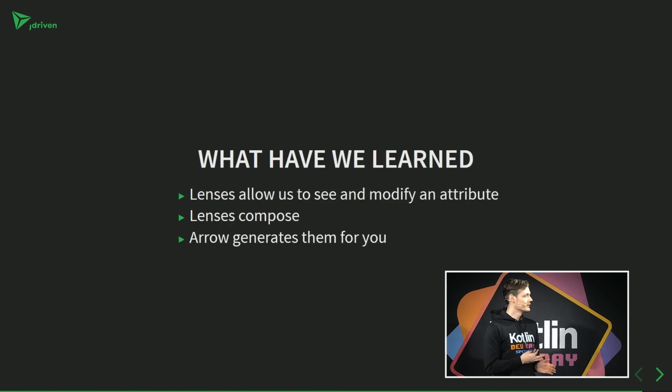So what did we learn about optics? Lenses are objects that look at a certain property. We can compose these lenses to create really powerful lenses that can look into properties that are really deeply nested into data structures, and Arrow can generate all this stuff for you so you don't have to.